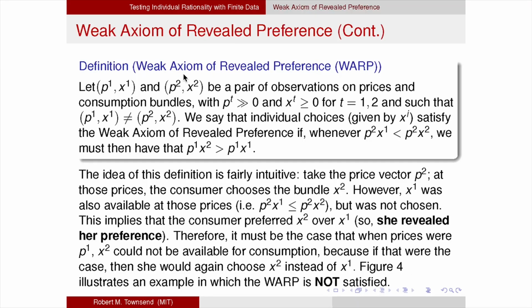And in the latter case, we can reject. Okay, so this is the definition of the weak axiom of revealed preference.